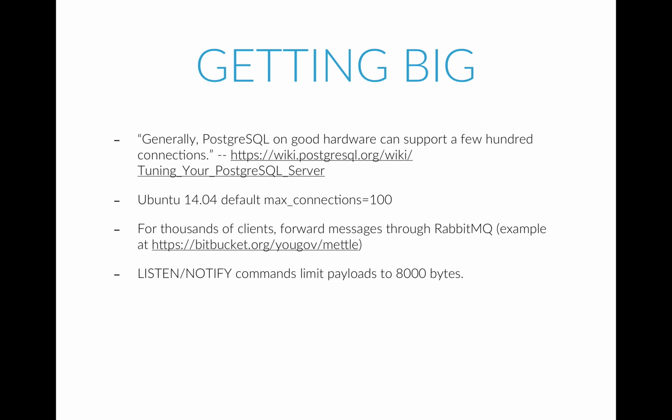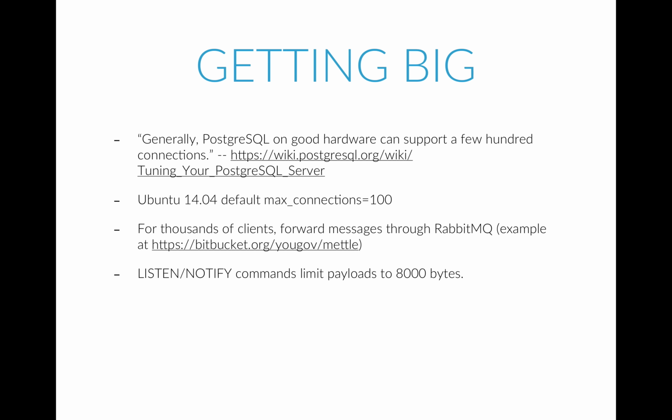Before we leave the Postgres portion of this, a few caveats about scalability. Postgres can handle up to a few hundred simultaneous connections, and for our purposes that means it can handle up to a few hundred WebSockets connected to our app at the same time. If you're on Ubuntu, you probably want to raise the max connections. 100 is a little lower than Postgres can support, maybe set it to 400 or 500. For thousands of clients, well beyond what Postgres can handle, you would want to have some other kind of queue. So maybe you have a process that listens to Postgres for the updates and forwards them to RabbitMQ, which can then fan out to a much larger number.